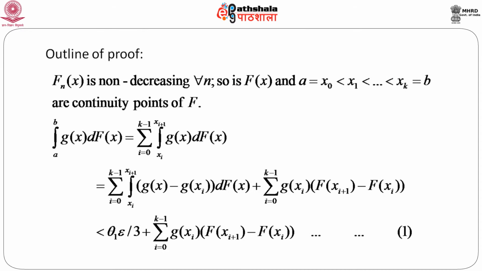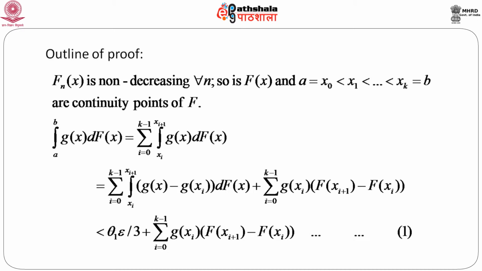So, I will just give you an outline of the proof. Capital F n x is a non-decreasing function for all n, and again we partition this interval, then consider the integration of g x d f x. Now, we can easily write this integral within the sub interval, g x d f x, and take the sum over all such intervals, and we forcefully add and subtract this g x i. So, g x i d f x i we subtract and then we add.